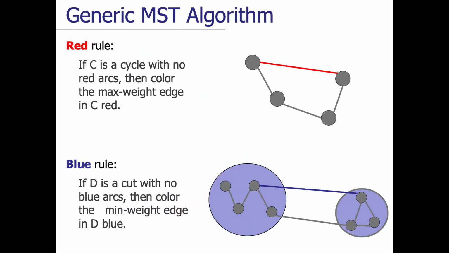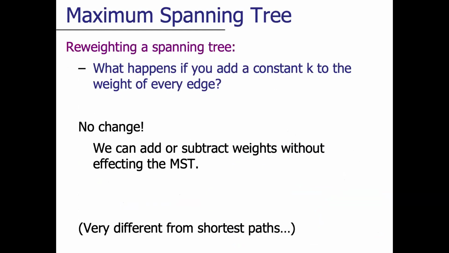And when we consider the generic minimum spanning trees, we have the red rule and the blue rule. And we will be able to draw the conclusion, say if we add a constant k to the weights of every edge, there's no change at all. We will directly have the same result for the minimum spanning tree, right? Which means that we can definitely add or subtract the weights without affecting the minimum spanning tree. However, this would be very different from the shortest path. I think we already covered this, or you can think about after the class why this is the reason.